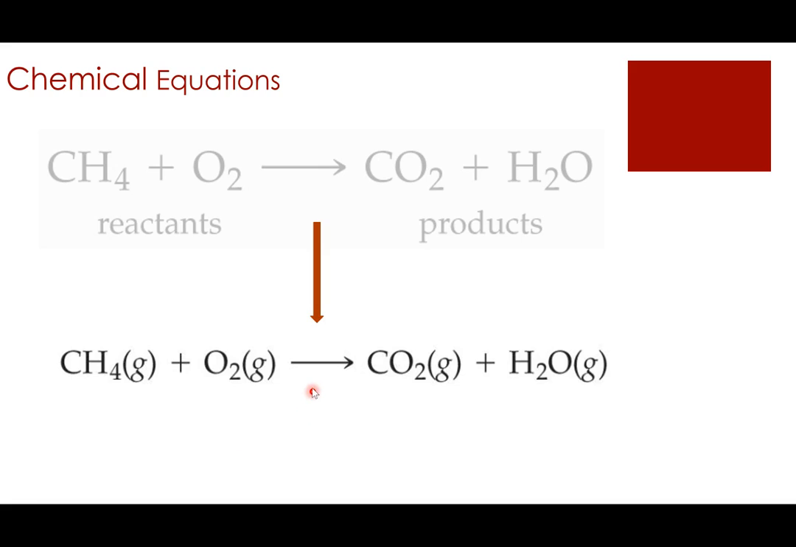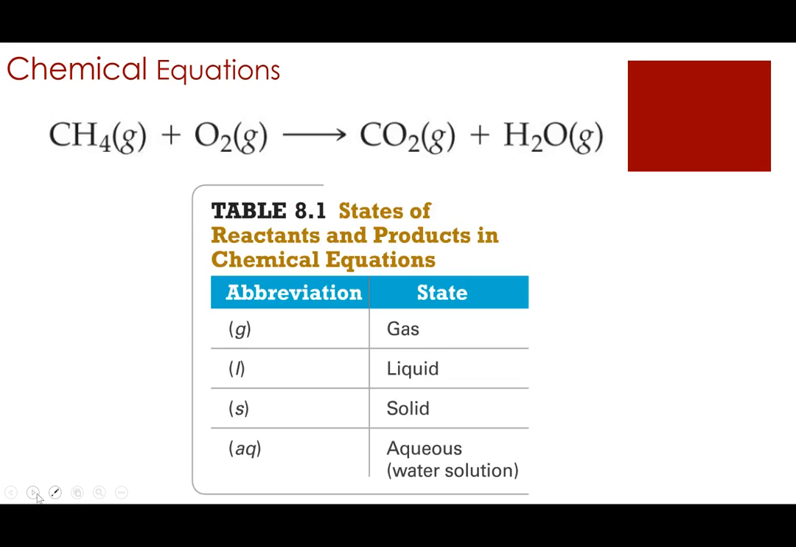Something else that you will see in your textbook, in your homework, are these letters in parentheses behind the molecules. These letters just tell us what state those molecules are in. State, remember: solid, liquid, gas. So these letters tell us what state those different molecules are in. Here's our little table that helps us with those abbreviations. So if it's a G, that's in the gas state.